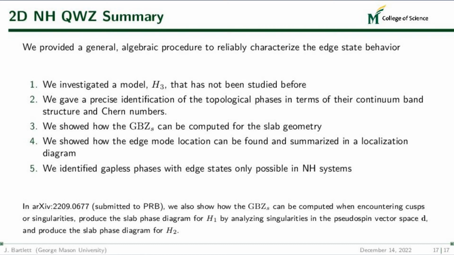As I mentioned, we only looked at the slab geometry. And so another future step would be moving on to the square geometry. This becomes much more complicated, as now you have open edges in the x and the y. And so now you need H beta x and H beta y rather than just one beta. And so this makes finding the GBZ much more complicated.